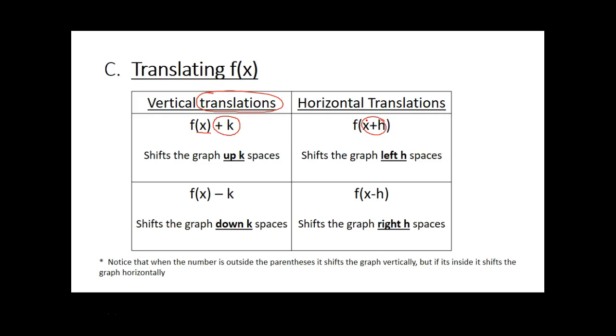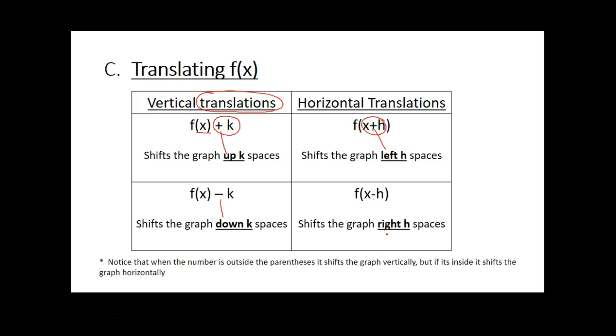Okay? So, if you add a number, it goes up. So, adding is up. If you subtract a number on the outside of the parentheses, it goes down. Now on the inside of the parentheses, if you add a number, that actually moves it left, which to me as a math teacher is a little bit confusing, because positive, when you're going left and right, doesn't that usually mean right? But it's actually the opposite. So adding on the inside of the parentheses moves it left. Subtracting on the inside of the parentheses moves it right.